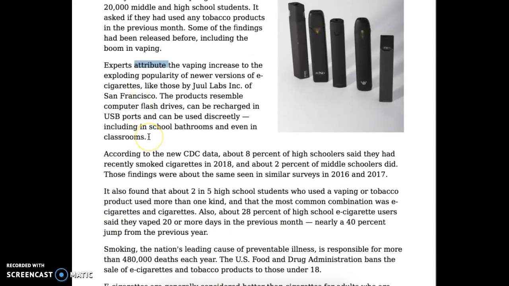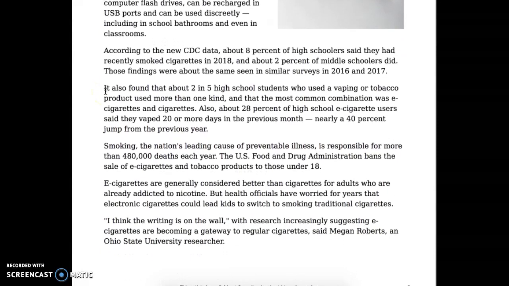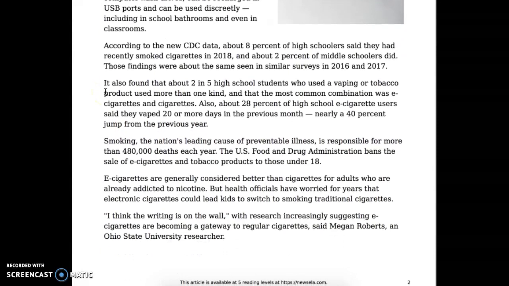The products resemble computer flash drives, can be recharged by USB ports, and can be used discreetly, including in school bathrooms and even classrooms. According to the new CDC data, about 8% of high school students said that they had recently smoked cigarettes in 2018, and about 2% of middle schoolers did. Those findings were about the same seen in similar surveys in 2016 and 2017.